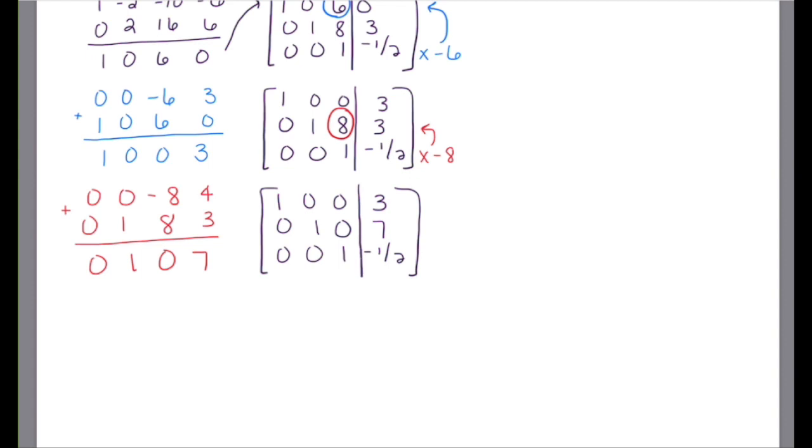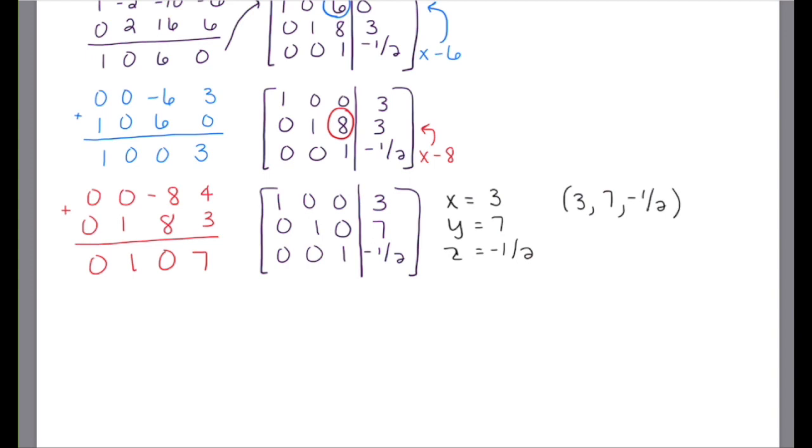Now we are in reduced row echelon form since the diagonals are 1s and the rest of the values are 0s. From here we can pull the coefficients and put them back into equation form. Notice that my top one is x equals 3, 1y is 7, and 1z is negative half. So it solves for us, giving us the solution 3, 7, negative half.